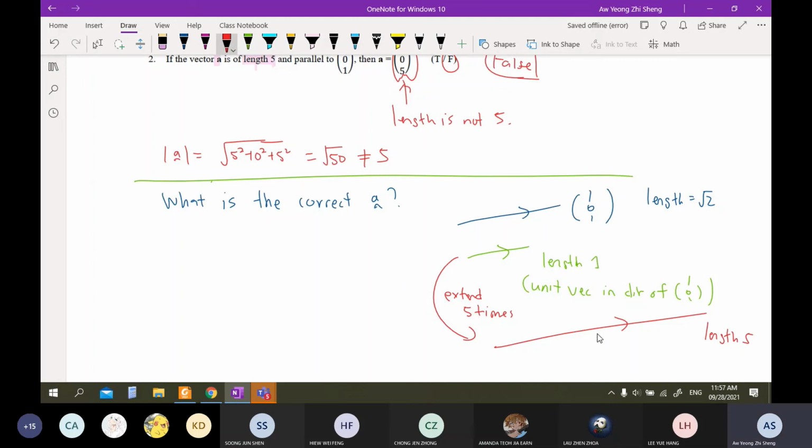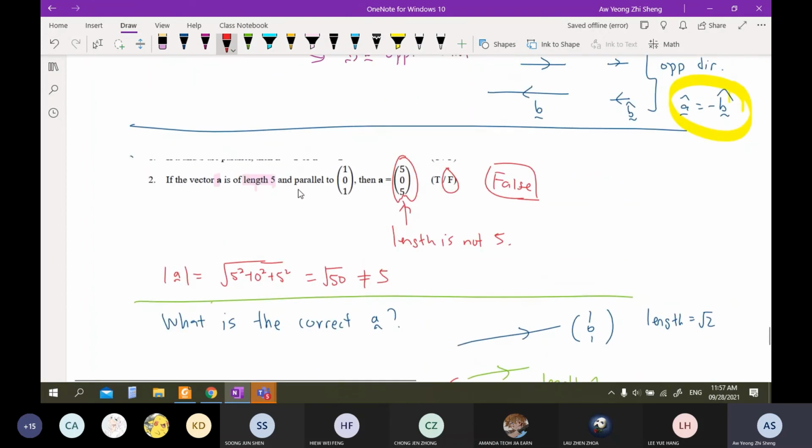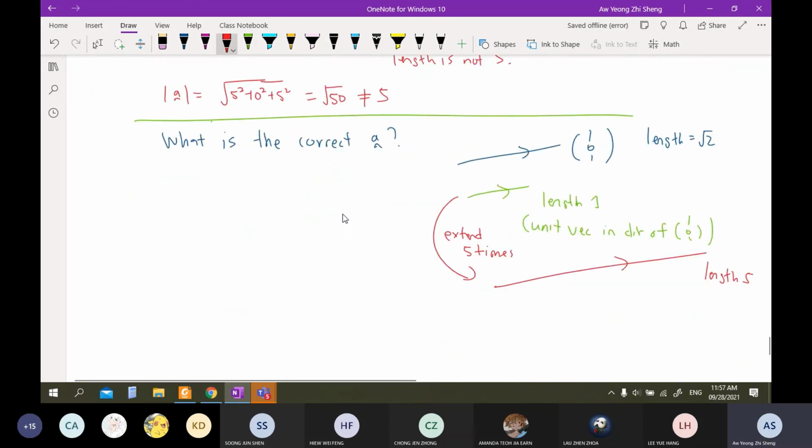Okay. Now, since this question here doesn't say that the direction must be the same as 1, 0, 1, it just says parallel, right? So there is a second possibility, where you can reverse the direction. It's still taking length of 5. But anyway, what we'll need is the direction, the unit vector in green color.